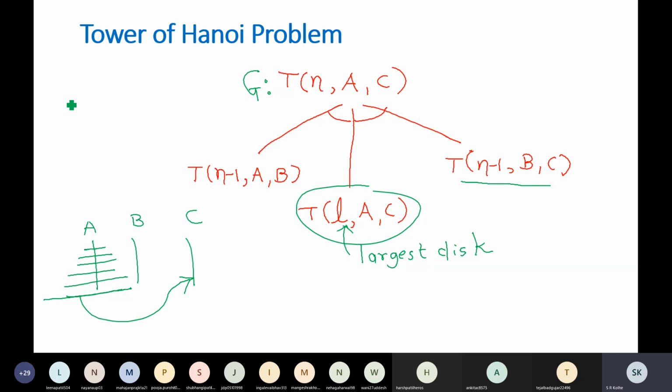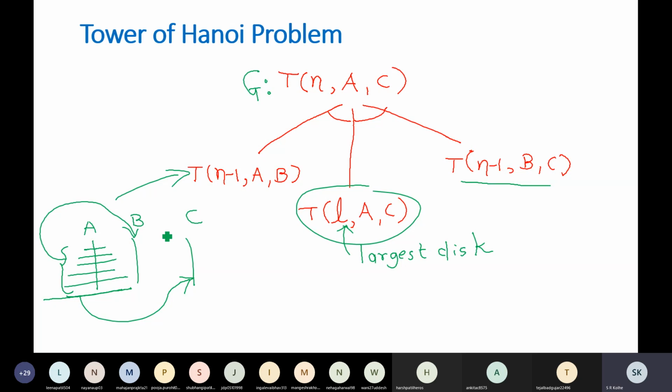Now come to this. Now what about this n-1 disk on pole A? To move this largest disk from pole A to C, you will have to move this n-1 from A to B first. So you are going to perform this step: transfer n-1 from A to B.